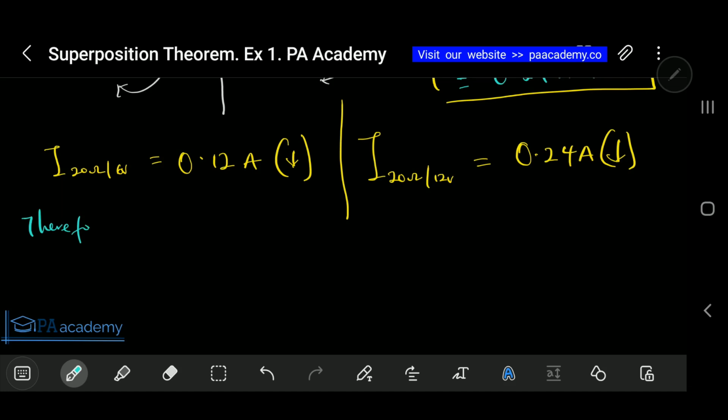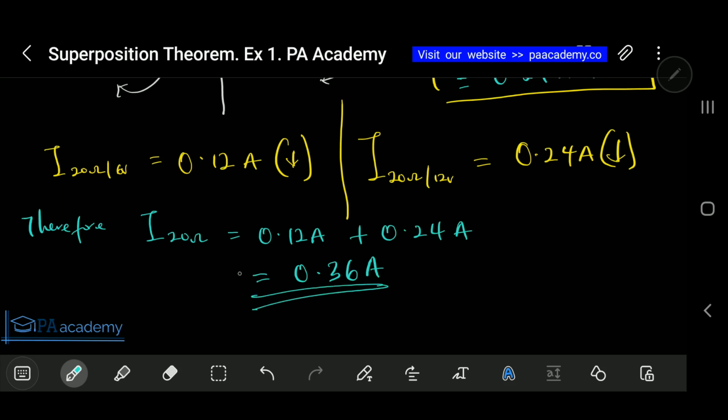So therefore, now we can conclude. The current in the 20 ohm resistor will be the sum of these two currents. So we have 0.12 amperes plus 0.24 amperes, and that would be 0.36 amperes. And this here is our final answer, 0.36 amperes. Now, before we go, let me also explain something to you here.